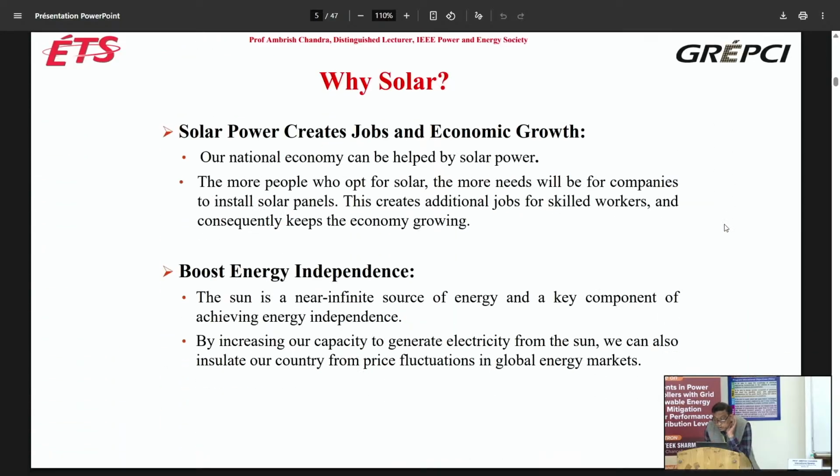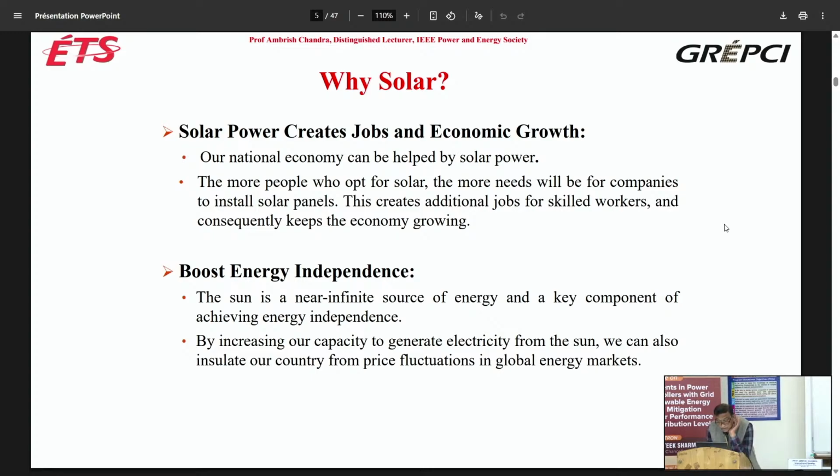Solar power creates jobs and economic growth. Our national economy can be helped by solar power. The more people who opt for solar, the more need there will be for companies to install solar panels. This creates additional jobs for skilled workers and consequently keeps the economy growing.